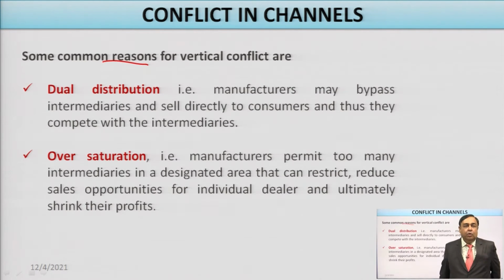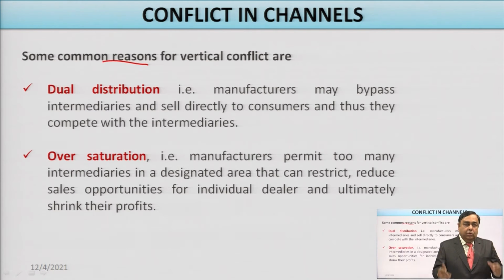Next is oversaturation. For example, if you see, the company has recruited a large number of intermediaries in a particular geographical region. That is, a large number of intermediaries are recruited by the company in a geographical region.